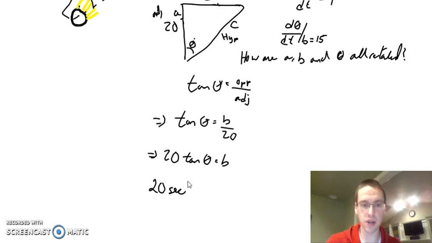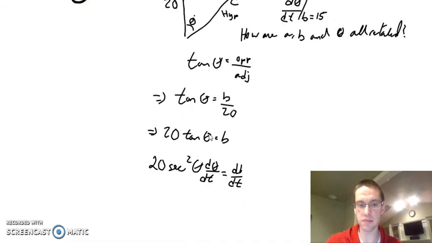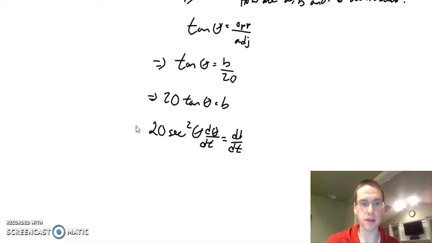20 secant squared theta equals, let me not mess that up. When I take the derivative of tan theta, the derivative of tan is secant squared, keep the inside the same, times the derivative of the inside. Cannot forget that. Equals dB over dt. Now, notice that I know what dB over dt is. So I can say that 20 secant squared theta d theta over dt equals 4.